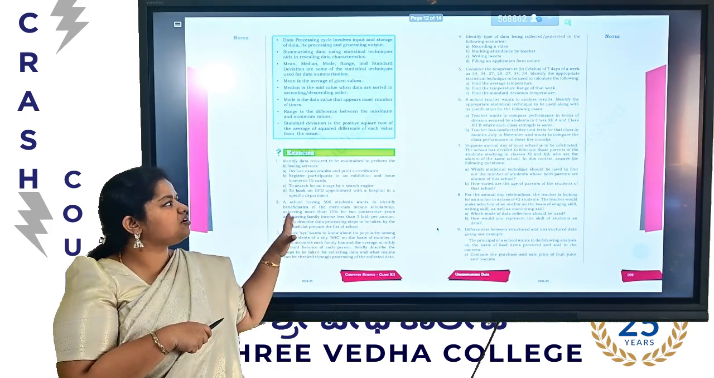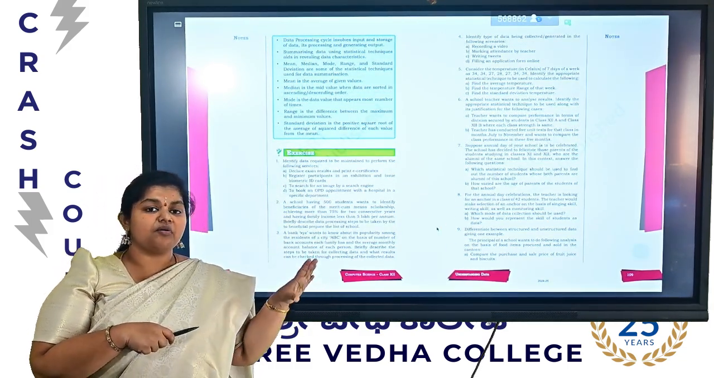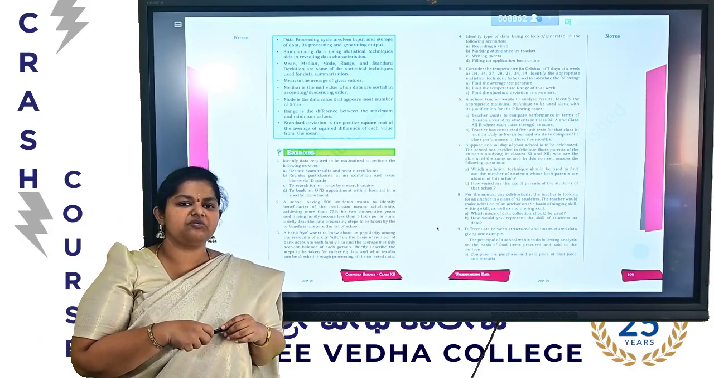So if you are thorough with all this part, you can easily score about 8 marks from this chapter. It is very important to score also.